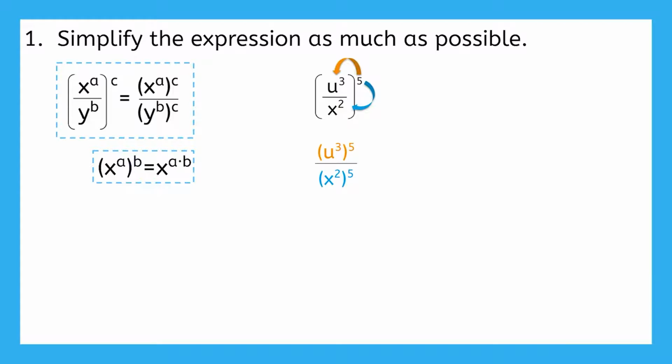u cubed to the power of 5 becomes u to the power of 3 times 5, or u to the power of 15. And x squared to the power of 5 becomes x to the power of 2 times 5, or x to the power of 10. Are we done? There's only one u element and one x element, so this expression is simplified as much as possible.